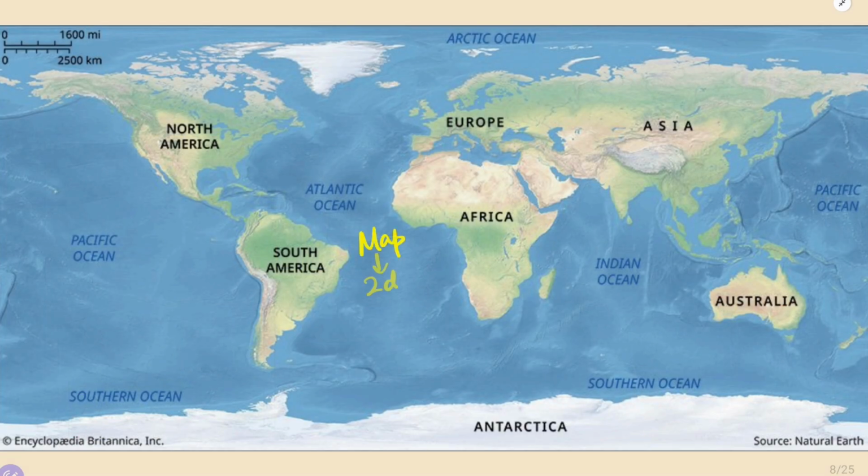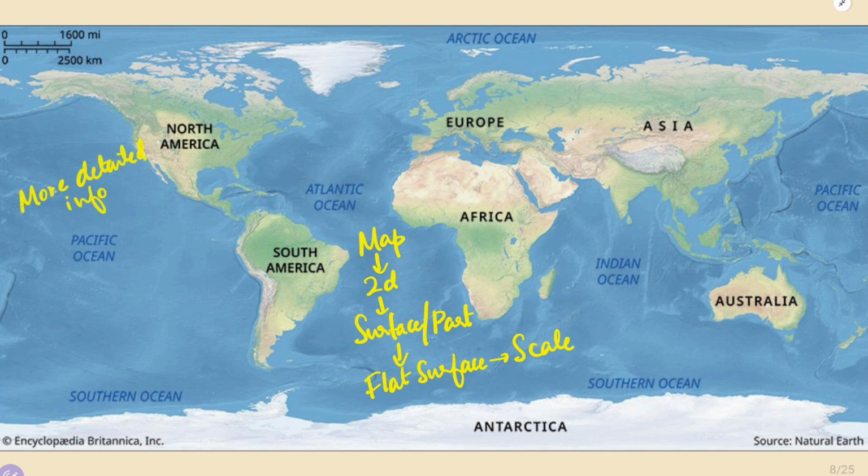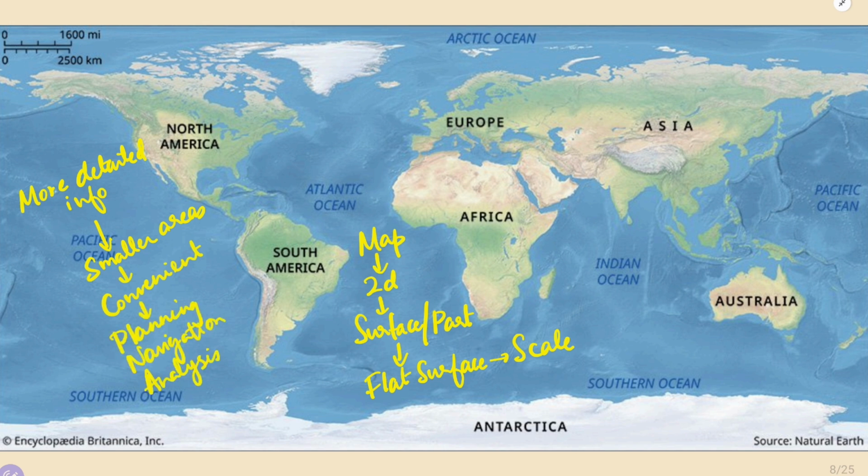A map is a 2D representation of the Earth's surface or a part of it drawn on a flat surface according to scale. Unlike a globe, a map can give more detailed information about smaller areas and is more convenient to use for planning, navigation, and analysis.